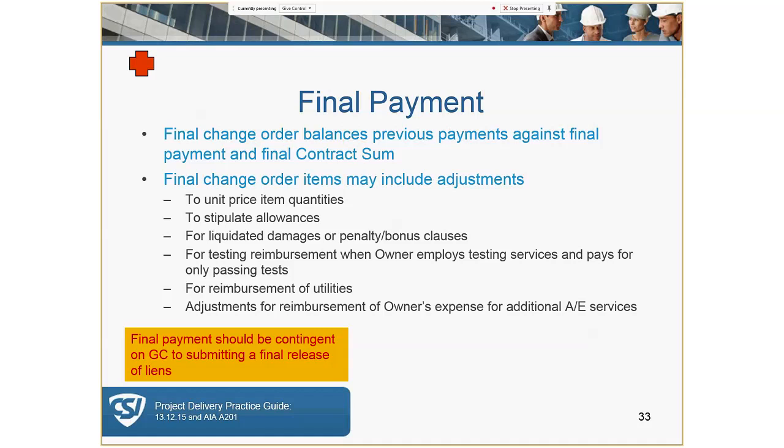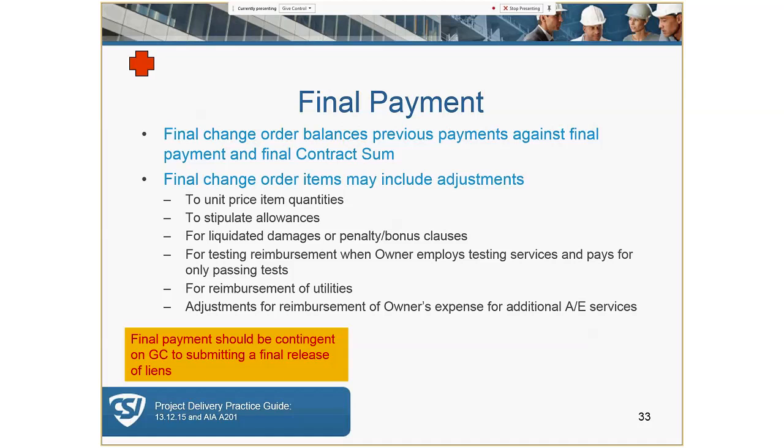As noted previously, there's often a final change order that adjusts the contract value up or down, preferably down. The list below covers some of the more common items that might be adjusted in the final change order.